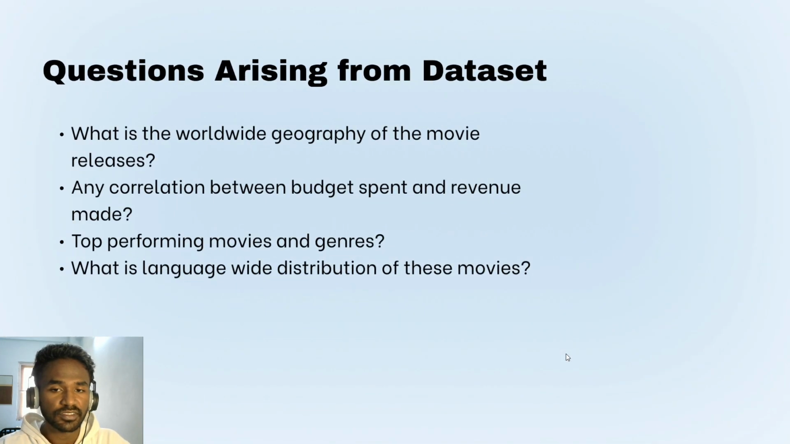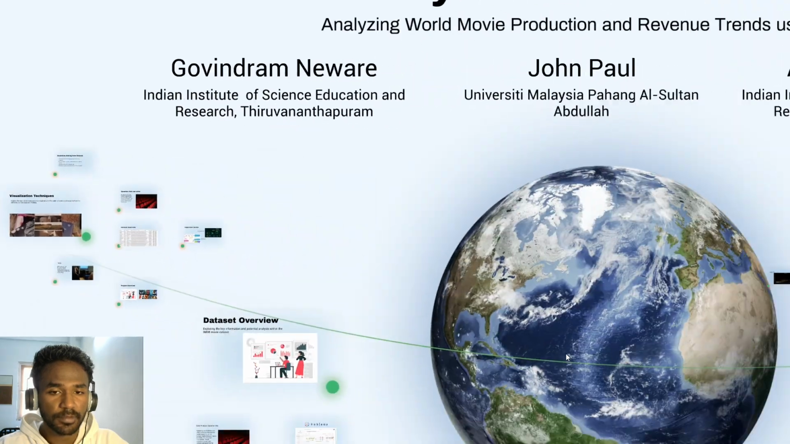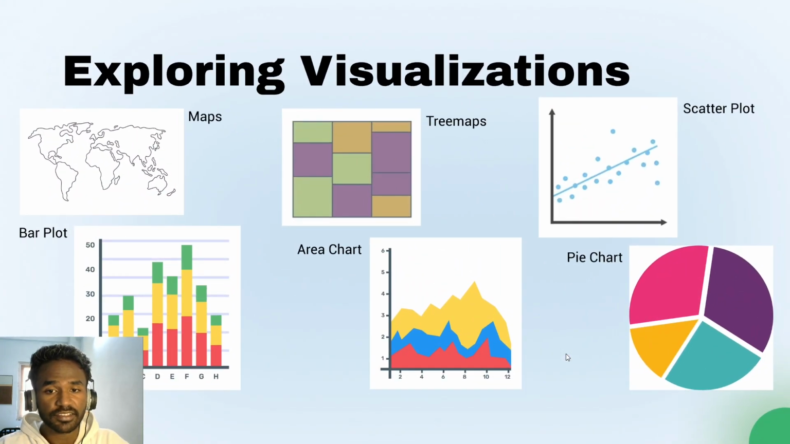Now, some questions that can arise by looking at the dataset are: what is the worldwide geography of the movie releases? Is there any correlation between the budget spent and the revenue made? What are some of the top performing movies and genres? Or what is the language wise distribution of these movies? To explain all this, Tableau contains a vast number of different visualizations to choose from. The following visualizations are the most suitable ones for the dataset chosen.